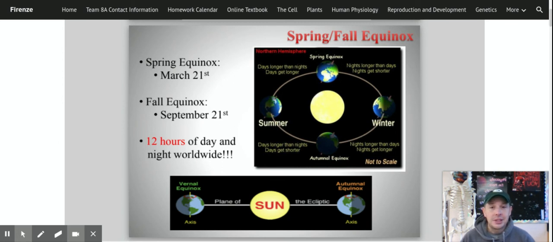This means that the entire world gets 12 hours of day and 12 hours of night. So not one side of the Earth or the other is getting more or less exposure to sunlight, which means the temperatures are relatively in the middle. They're relatively the same, which is what happens in the spring or fall. It's not too hot, it's not too cold. That's because there's equal amounts of sunlight being distributed in both the northern and southern hemisphere.